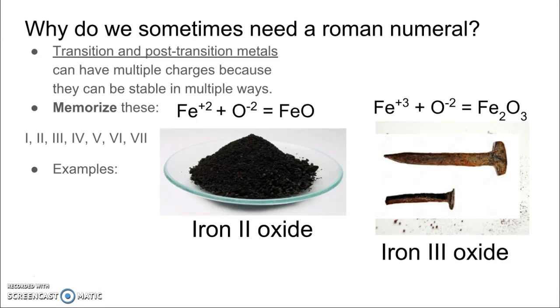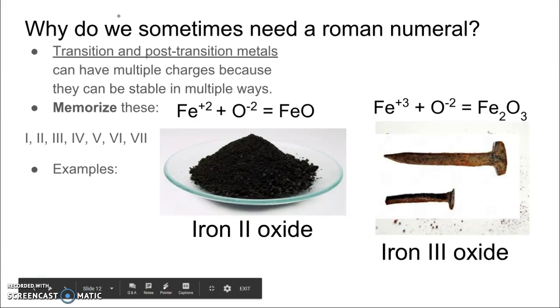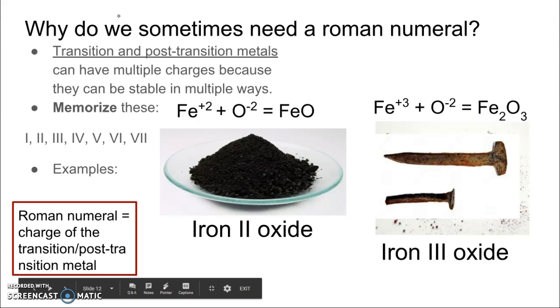So do the Roman numerals make a difference? Yes, because iron 2 oxide is not rust. Iron 3 oxide is rust, and they have their different properties. Okay, so with that, I just want to say that the way that we can find the Roman numeral is the charge of the transition or post-transition metal. You'll see there's 2 other boxes that are going to come up here, but we see that iron with a +2 charge is iron 2 oxide. Then we'll see over here that it's called iron 3 oxide because iron has a +3 charge.